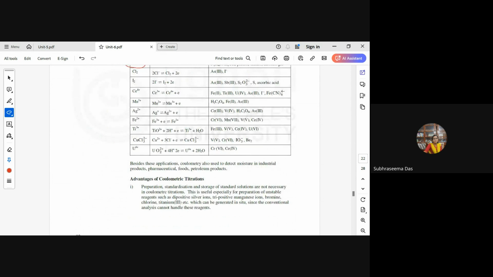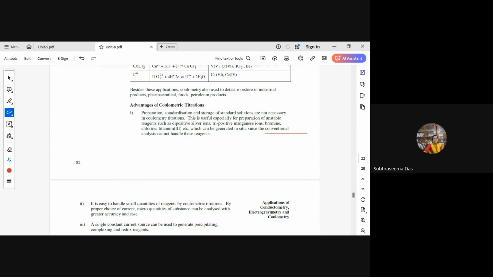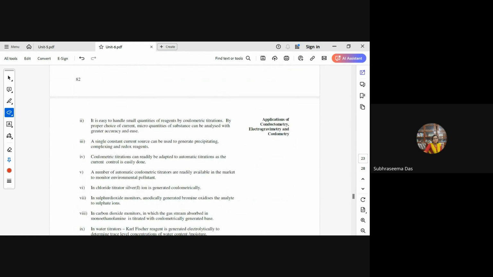Then coming to advantages of coulometric titrations: preparation, standardization and storage of solutions are actually not necessary. This is useful for unstable reagents such as bromine, chlorine, and titanium, because they can be generated in situ, and conventional methods cannot handle these reagents. They are easy to handle because they require very minute quantities, and micro quantities can be determined. A single constant current source can be used to generate the precipitating and complexing reagents.